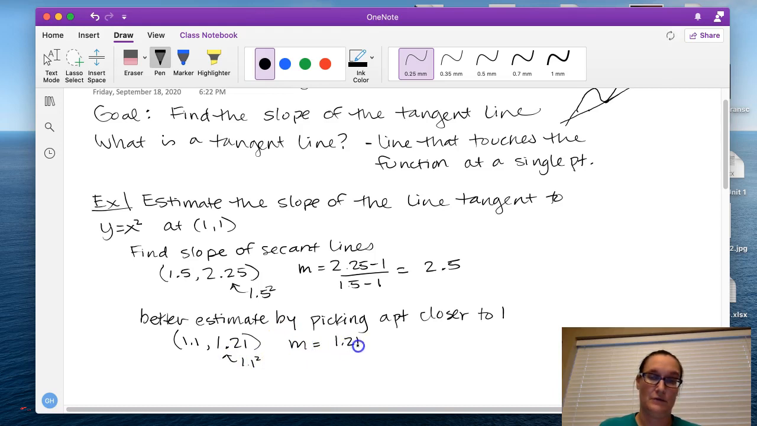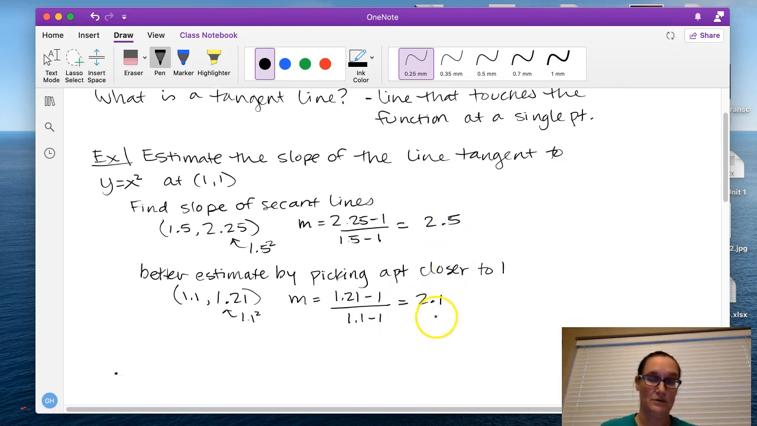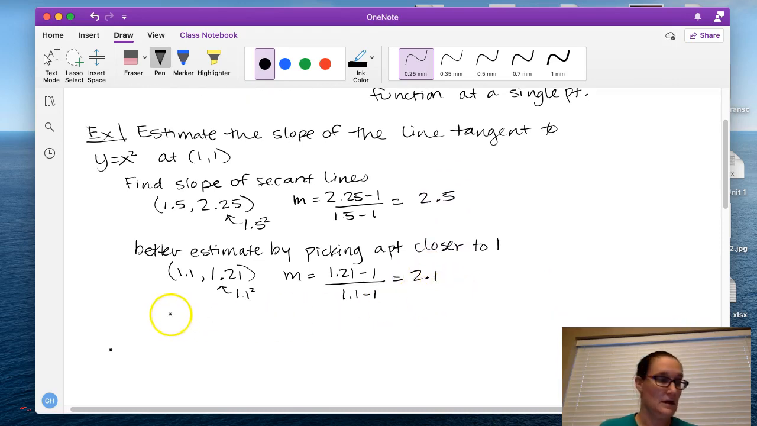So 1.21, y2 minus y1 over x2 minus x1, and that gives us a slope of 2.1. So we can see, you know, that's a little bit closer. We could get it even closer.